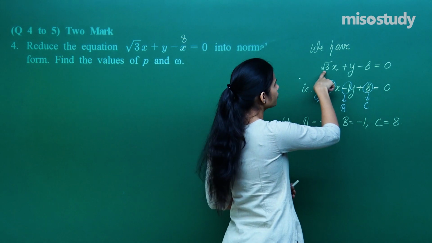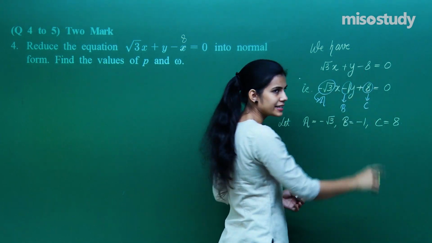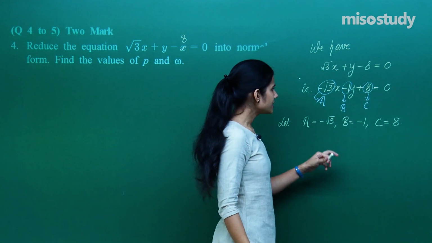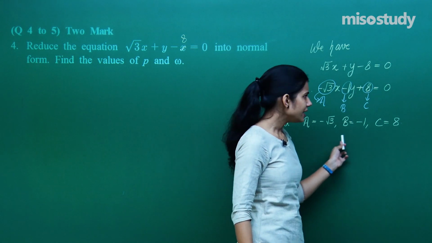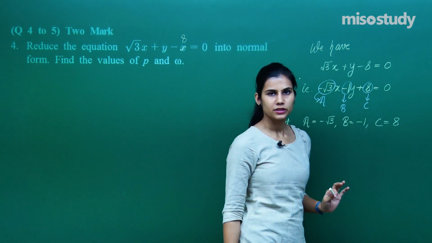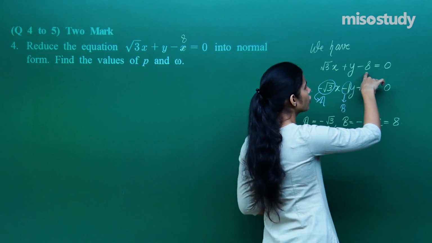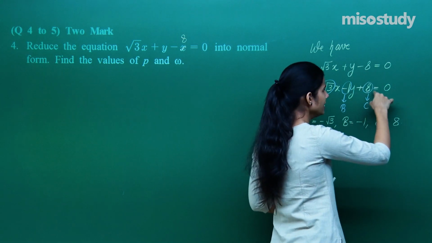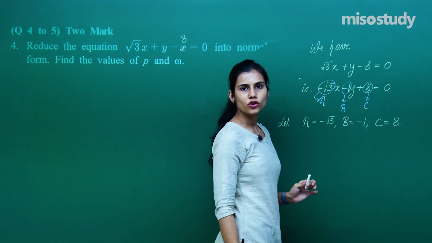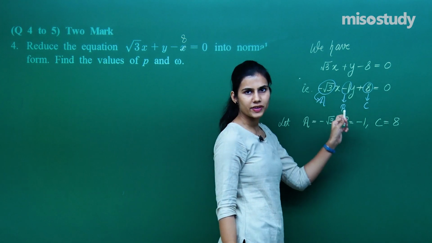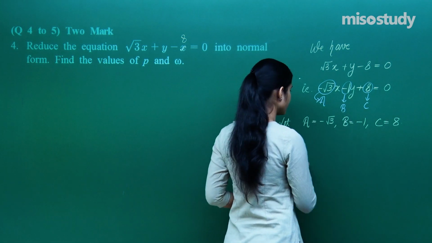Don't keep root 3 as a, 1 as b and minus 8 as c. I will be assigning a, b, c values only when c has been made positive. Okay, so here c was not positive, the constant term was not positive, I made it positive, then I assigned that particular positive constant as value c and respective coefficient of x and y as a and b respectively.